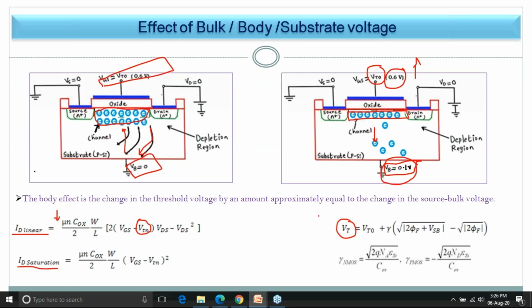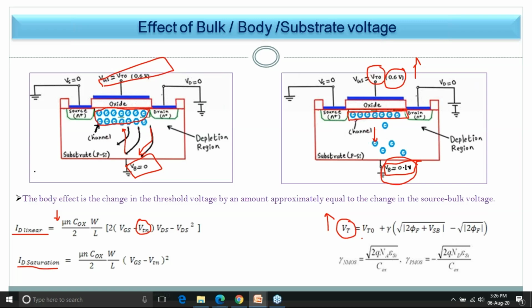Is it clear? As there is a body effect, your VT increases. As VT increases, which plays a role over here in the drain current, and as this increases, your value of ID current decreases. So in this way, body effect affects the drain current.